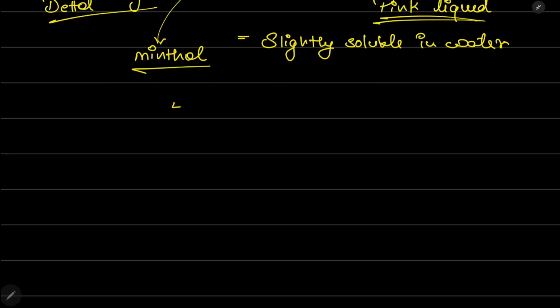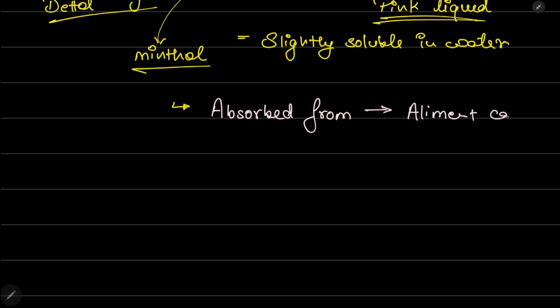Why is phenol poisoning very dangerous? It is because it can be absorbed from any route. It can be absorbed from the alimentary canal, even from the vagina, even from intact skin. That much dangerous is carbolic acid.